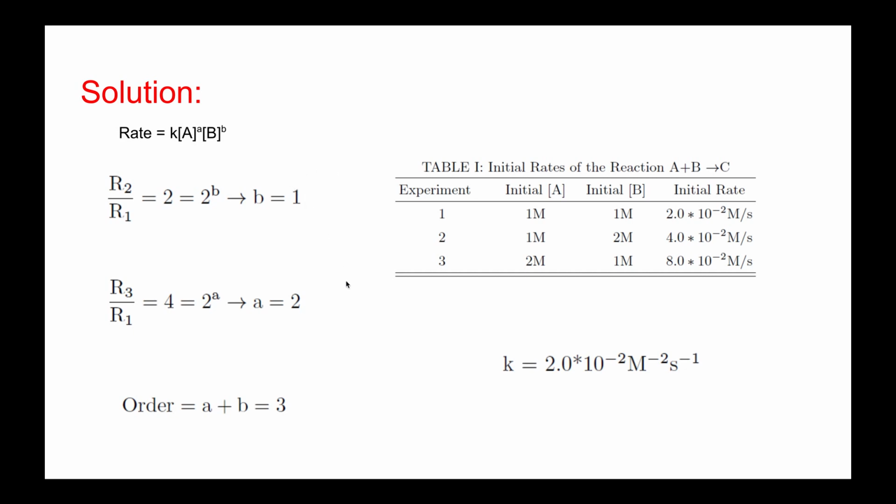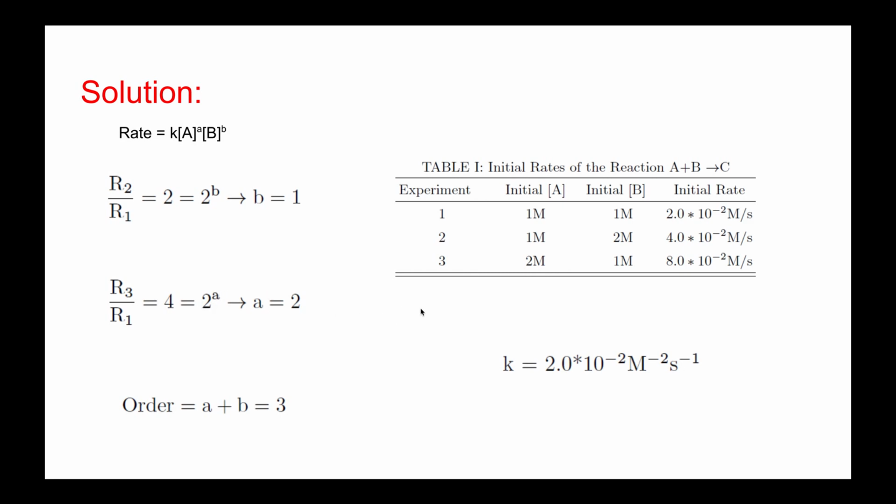You do the same thing for rate 3 divided by rate 1. Okay, so we have rate 3 is 8 times 10 to the minus 2. Rate 1 is 2 times 10 to the minus 2, which the ratio is 4. In this case, the concentration of B is the same. It doesn't have to be 1 molar. It could be, as long as they're the same. Maybe it's 4 molar and 4 molar. The factors regarding the B, the capital B, will cancel out, and we're left with 2 to the A.